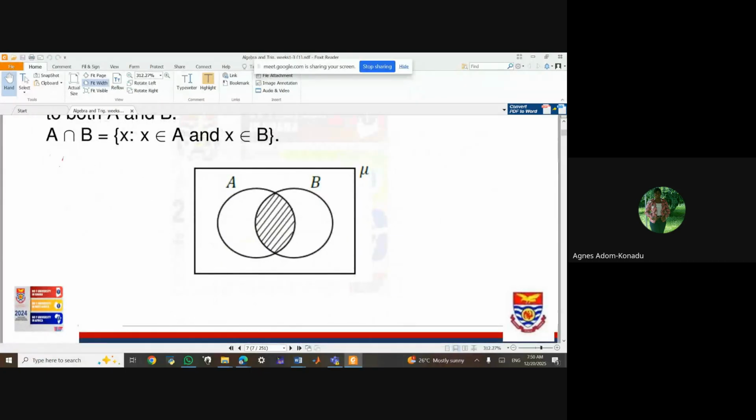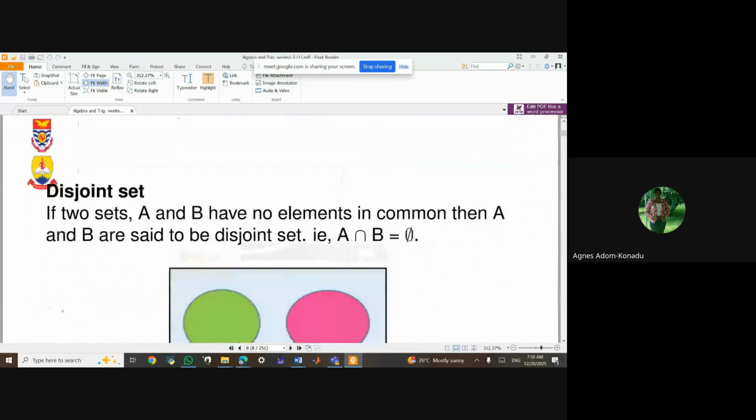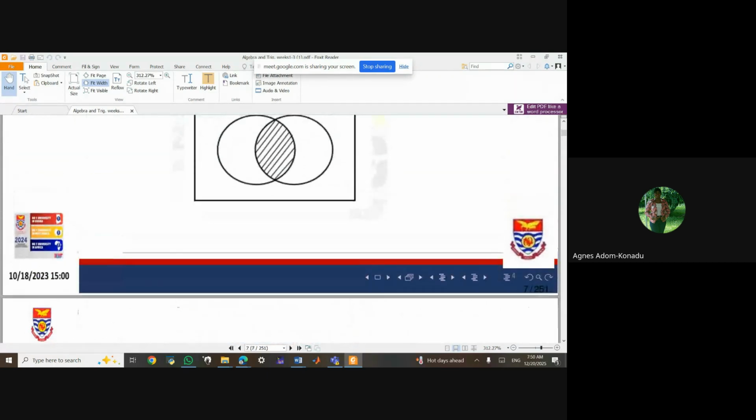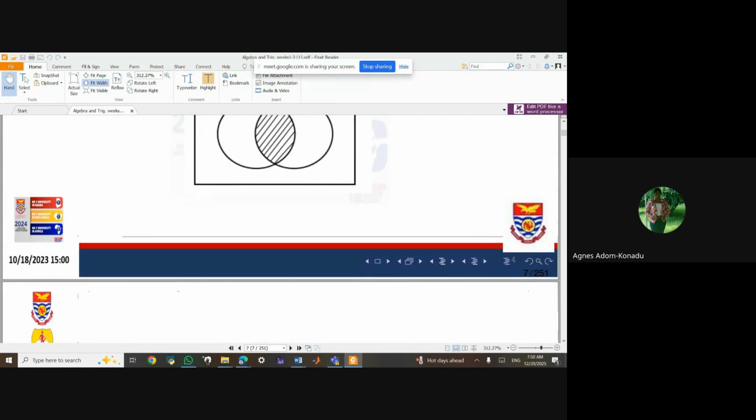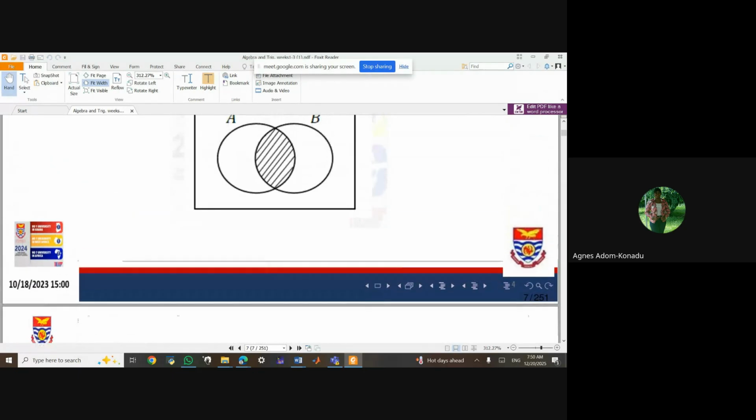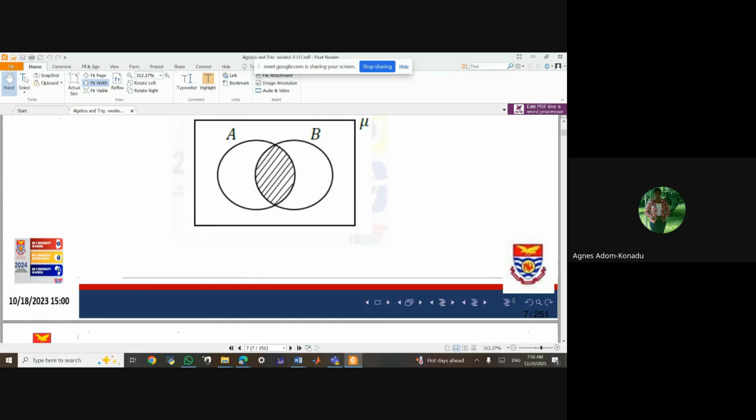For the one who gave us the definition for the Venn diagram, you can see that you have this set and then this set too. The shaded area is the element shared by the two of them. That is the intersection. Okay, then maybe you give me the definition for the union. So what's the union of a set?